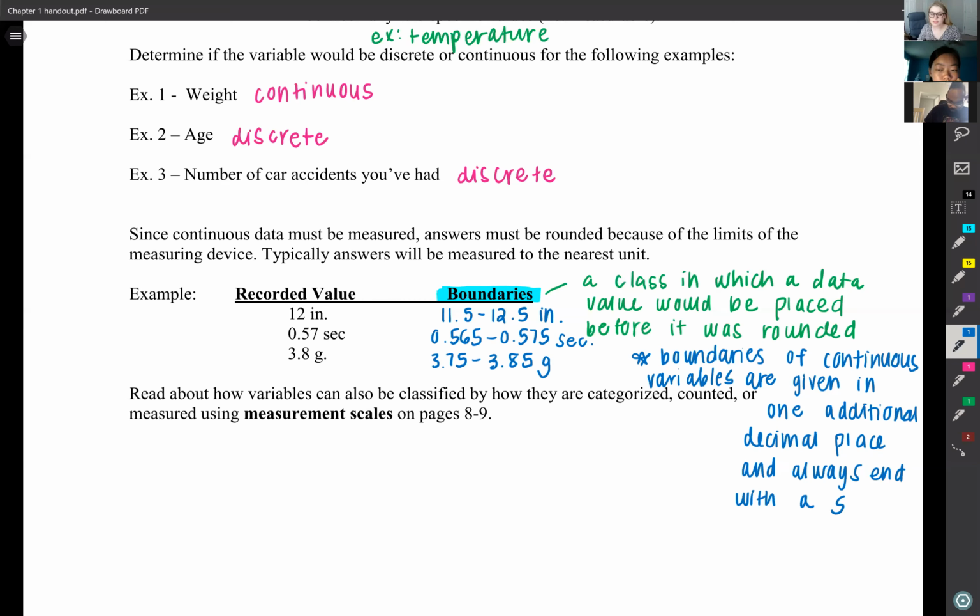Okay, so the last thing on here says to read about how variables can be classified, how they are categorized, counted, or measured using this thing called a measurement scale. And this is on pages 8 through 9 of the textbook. This is just left for you to read. There's just about 4 definitions, I believe. So just read through it today, after class, whenever you get a chance.